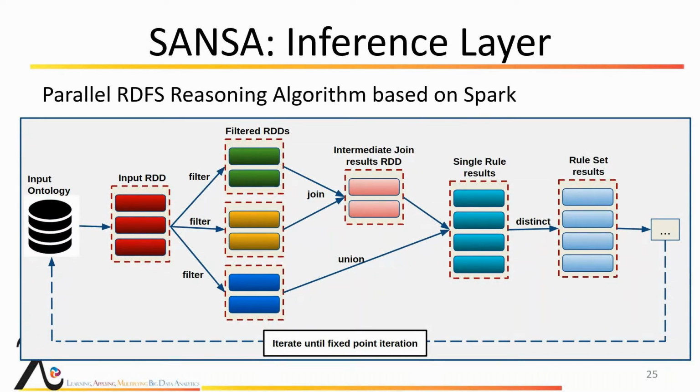And this is an overview of how it works: we take an input ontology, which is converted into RDDs, and based on the existing rules, some filters are applied, and these values are joined or unioned with each other to find new results that satisfy those rules, and then this new additional information is added to the original knowledge graph.